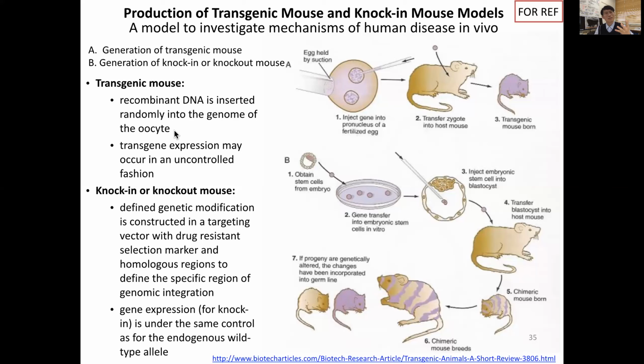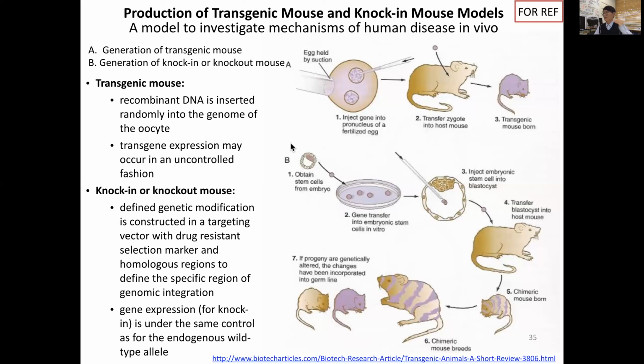However, there is a little bit of a problem: transgene expression may occur in an uncontrolled fashion, because we do not know where this recombinant DNA will be inserted into the genome, which has been random. So we developed another way, the knock-in or knock-out mouse, in which we put recombinant DNA in, or take specific genes out.